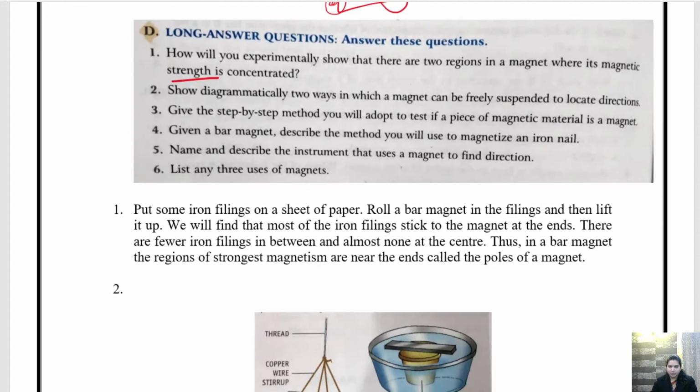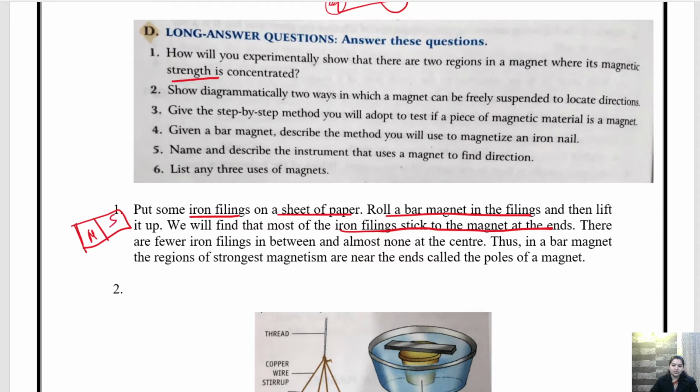So there is an experiment. What do we do in that experiment? We take some iron filings and spread them on a sheet of paper. Roll the bar magnet in the filings. We take a bar magnet and roll it over, okay, and then lift it up. फिर हम उसको उठाएंगे. Then what we will find is that the iron filings stick to the magnet at the ends.